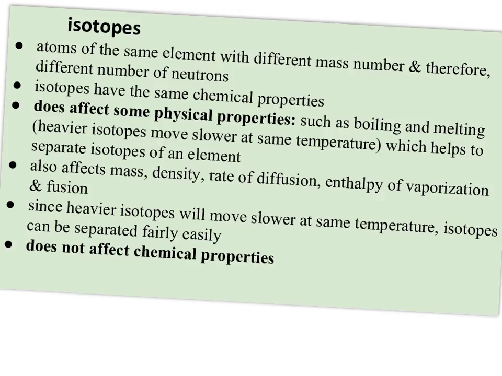It will also affect physical properties like mass, density, rate of diffusion, enthalpy of vaporization, and enthalpy of fusion. Heavier ones are going to take more energy or more time. And again, since heavier isotopes move slower at the same temperature, isotopes can be separated fairly easily into something that we call the mass spectra. Other thing to realize is it will not affect the chemical properties. So it does affect some physical properties, does not affect chemical properties.